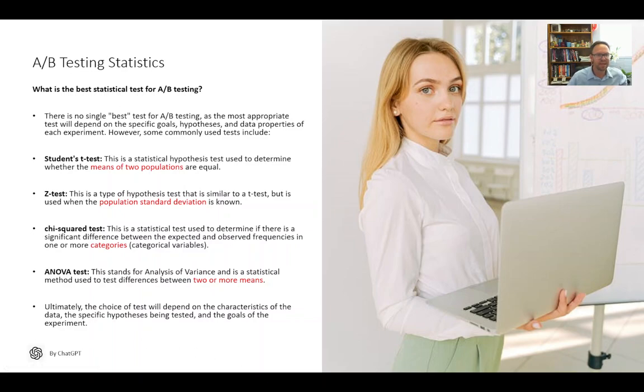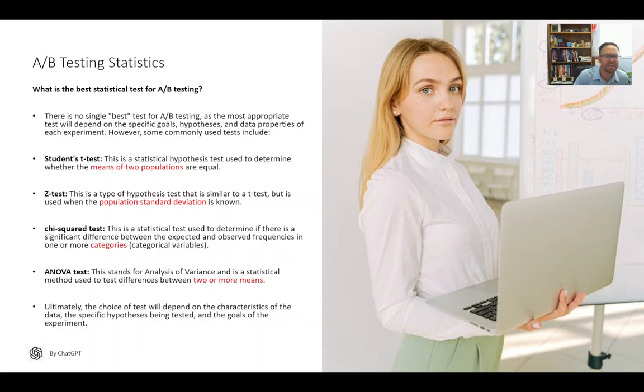Now the Z-test is a type of hypothesis test that's similar to a t-test, but it's used when the population standard deviation is known, which in most cases I can't imagine how you'd know that. If you've already done this testing before and you already have data on what your customer base is, and you already know these things, then it might be a little bit more accurate.